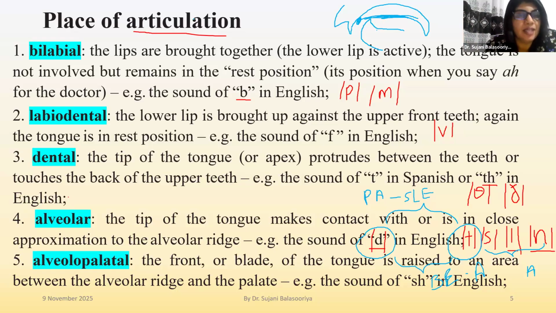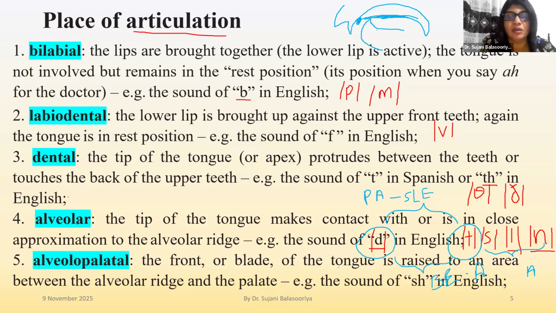Okay, right. Then the next one, alveolo-palatal. What is the particular place? Actually, alveolo-palatal means there are two places, right? One place is the alveolar ridge, the other place is the palate. The word palatal comes from palate, and palate means hard palate. So this sound is called alveolo-palatal because it is produced in two places. Two places are relevant in the production of the alveolo-palatal sound.